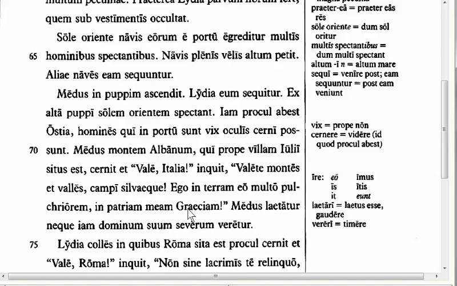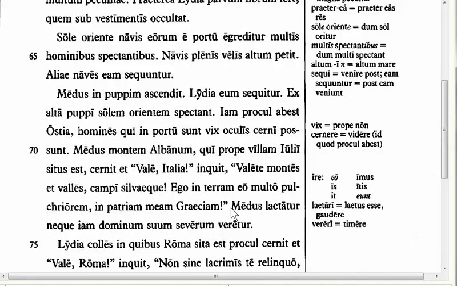So eo is an irregular verb, eo meaning I go, and you see in the margin that eo is conjugated as eo, is, it, imus, itis, eunt. I go, you go, he, she, it goes, we go, you all go, they go. So you need to memorize that irregular conjugation of eo, to go. Infinitive ire, to go.